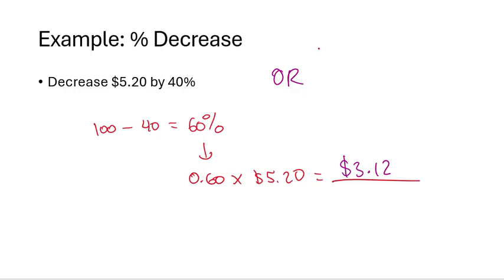Or you could just type in 60% times $5.20. You will still get the same answer. Okay.